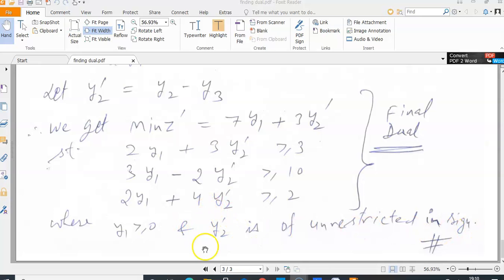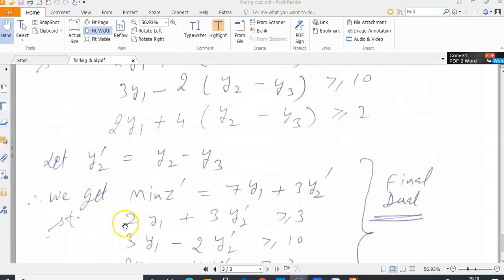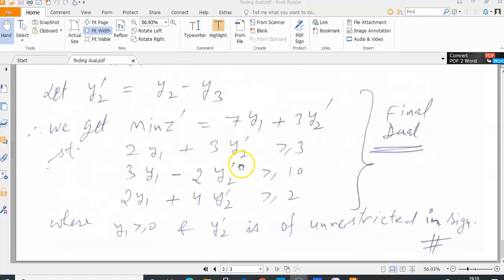So what is the meaning of this unrestricted in sign? Now this is y2 dash. What is this? This is a difference of two positive variables y2 and y3, but we are not sure about which is greater than which. If y2 is greater than y3, then the sign of y2 dash will be positive. But if y3 is greater than y2, then y2 dash will be less than 0. So we are not sure about the sign of y2 dash. That's why we call it unrestricted in sign.